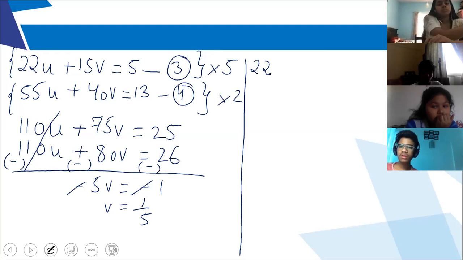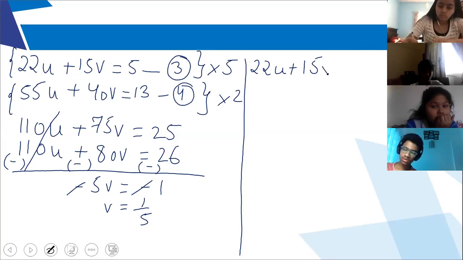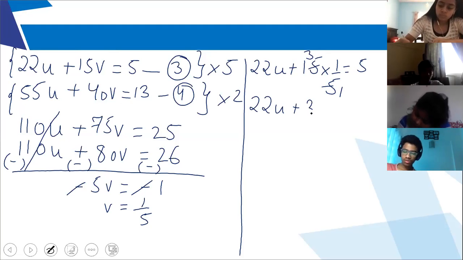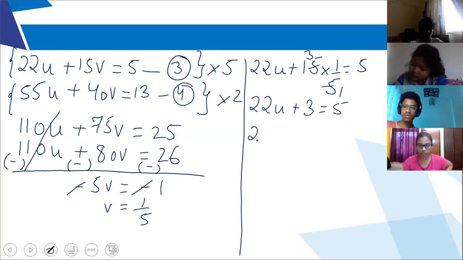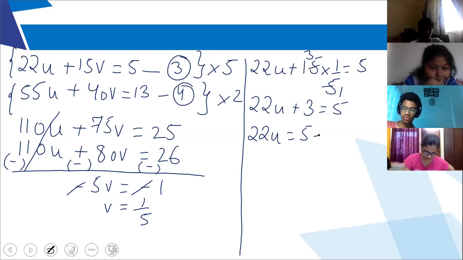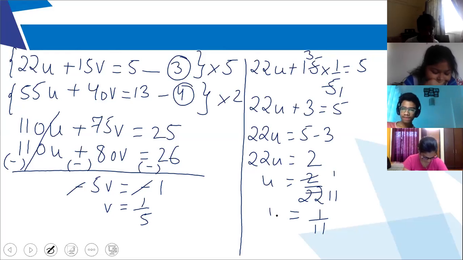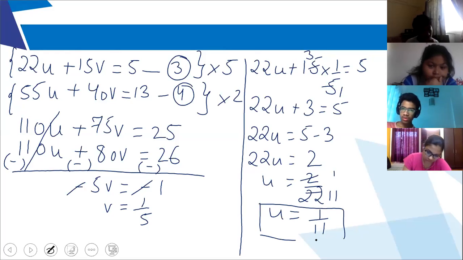So 22u plus 15v, in place of v I'm going to write 1 upon 5, is equal to 5. So 5 ones are 5, 5 threes are 15 over 5, so 22u plus 3 is equal to 5. 22u is equal to 5 minus 3. 22u is equal to 2. So u is equal to 2 upon 22, which is 1 upon 11. So you have got the values of your variables, not the variables of the question.